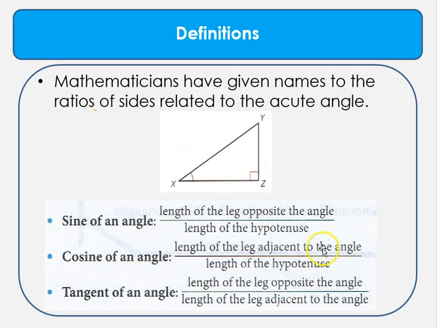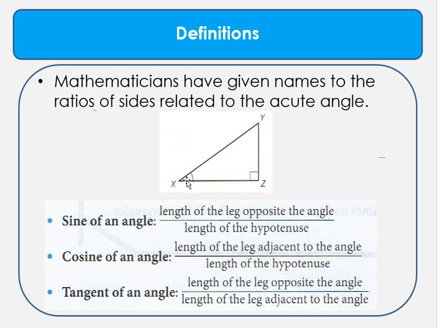The length of the adjacent leg to angle X would be XZ, and that would be in proportion to the hypotenuse, and that is the cosine. And then we have the tangent, which is the length of the leg opposite the angle, YZ, in proportion to the length of the leg adjacent, which is XZ, and that is the tan. Now, when we're using these proportions, sine, cosine, and tangent, we will rarely be talking about the 90-degree angle.